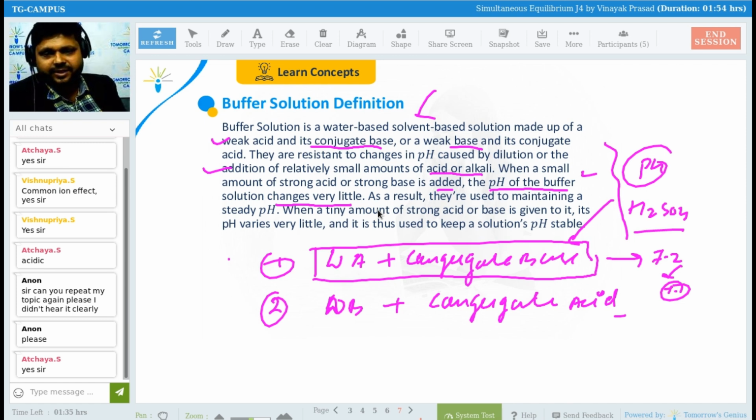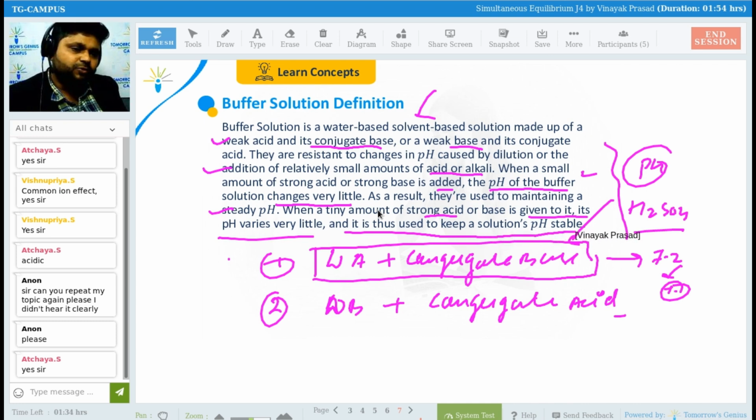Now, as a result, they are used to maintain a steady pH. When a tiny amount of strong acid or base is added, the pH varies very little, and thus they are used to keep a solution's pH stable. So if you want to keep the solution's pH stable, what will we be using? Buffer solution. Getting my point? Is there any problem till here?